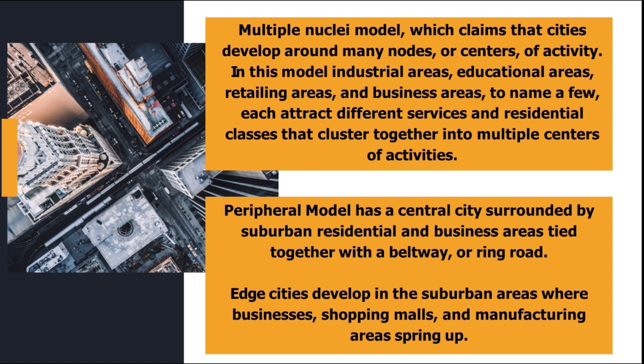The rise of suburbanization from the 1950s onward influenced the creation of the peripheral model for U.S. cities. So this peripheral model has a central city surrounded by suburban residential and business areas tied together with a beltway or ring road. Edge cities develop in the suburban areas where businesses, shopping malls, and manufacturing areas spring up. So at first, edge cities serve the suburban residents who work in the central city, but eventually they take on a life on their own.